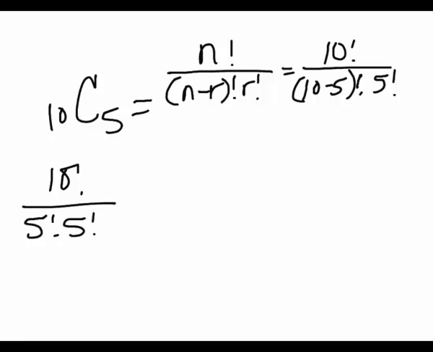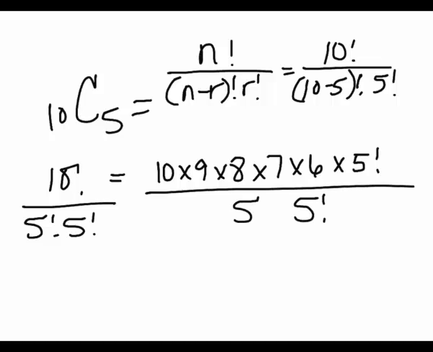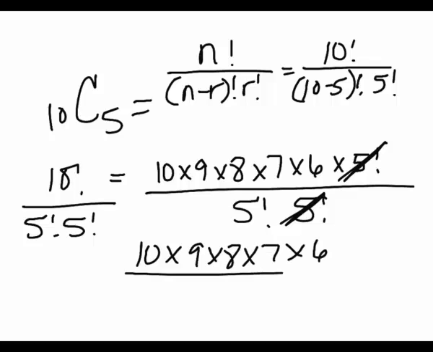Now think about this, you guys. What does 10 factorial stand for? That is 10 times 9 times 8 times 7 times 6 times 5, and that's 5, 4, 3, 2, 1. I'm going to leave that 5 factorial because that's 5, 4, 3, 2, 1. Well, you have a 5 factorial on the bottom. You actually have two of them. So I'm going to cancel this. So now all I have is 10 times 9 times 8 times 7 times 6. On the bottom, I have 5 times 4 times 3 times 2 times 1, because I canceled out one of the 5 factorials.